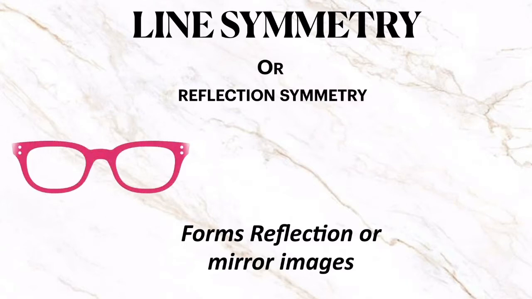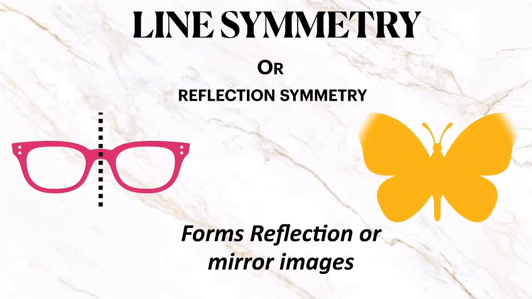As we have the example of spectacles here, in which the left part of the dotted line acts as an object while the right part acts as the reflection, or we can say that the right part acts as an object while the left part becomes the reflection of that. A similar thing happens with a butterfly also. Now the question arises, is there any other way to get symmetry?